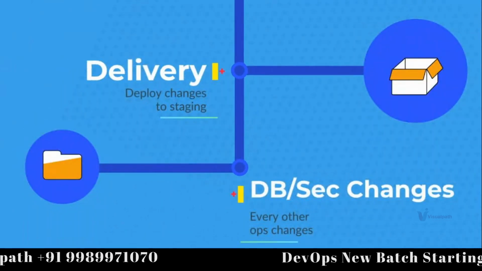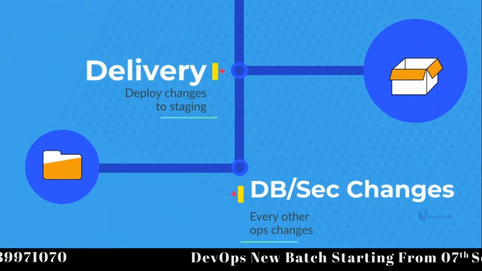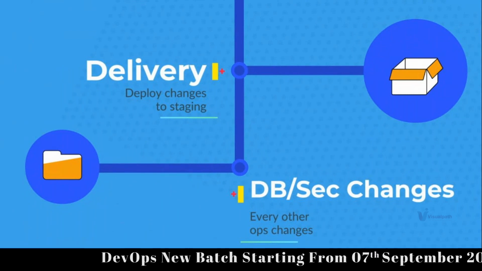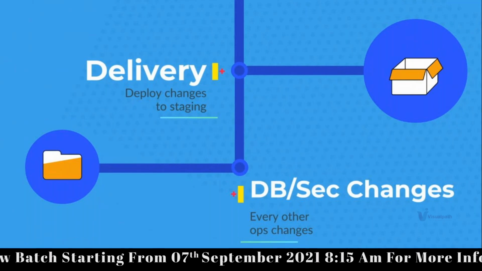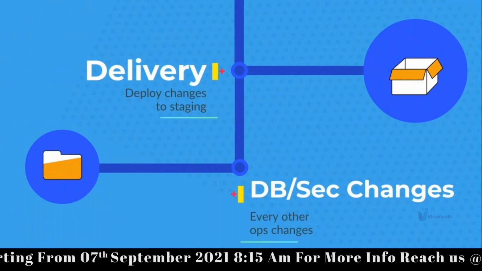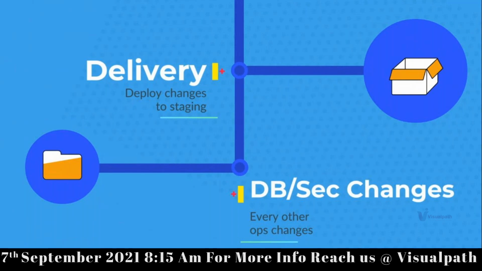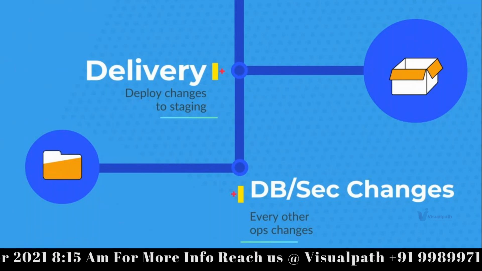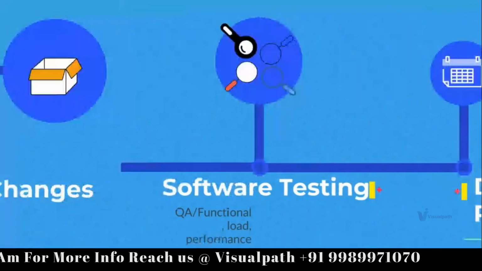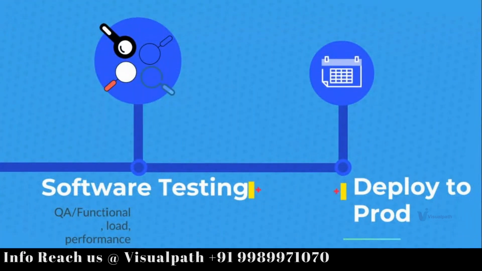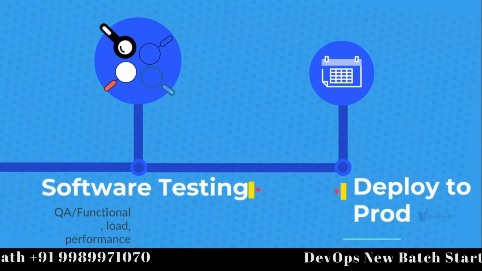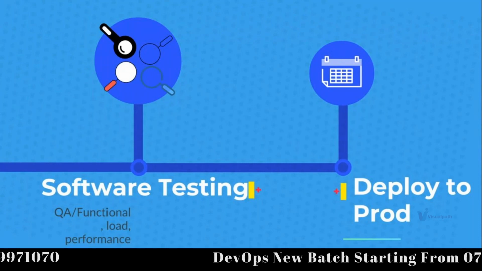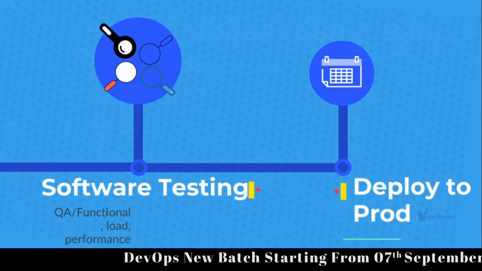Then after that, the software needs to be delivered to the pre-prod servers. Okay, not to production here, just the pre-prod environment. And there, any database changes, any security related change, any network related change also needs to be done automatically. And then the software testing script suite will start automatically and run the test cases, functionality tests, everything, load test. If everything is good, it can be deployed to the production environment.